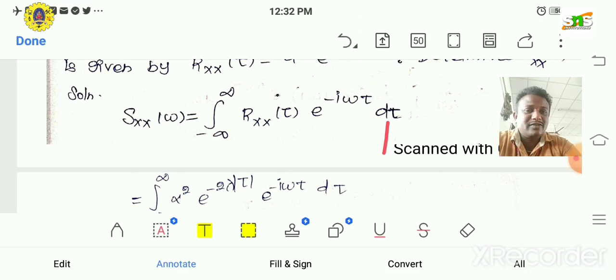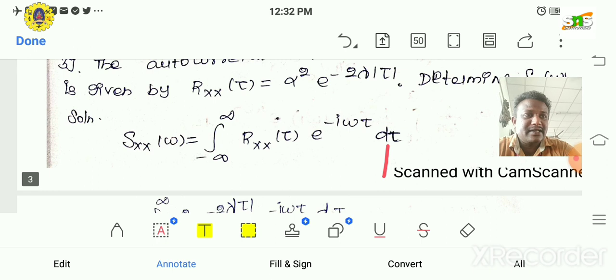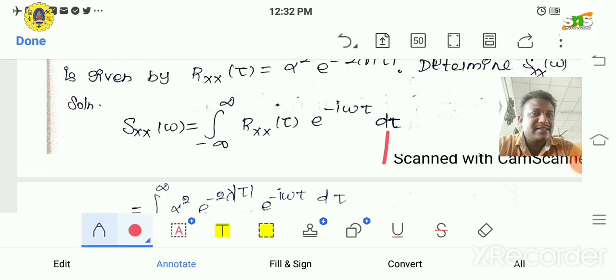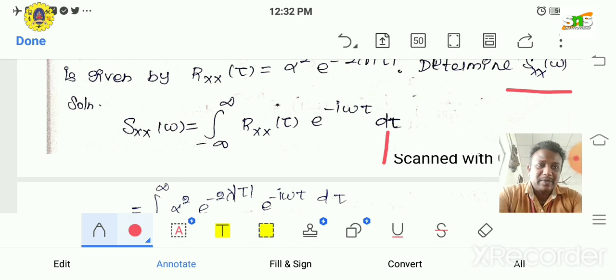So here, what is our question? Our question is we have to find out what is S_XX. What do we mean by S_XX? S_XX is nothing but the power spectral density. So here also we need to calculate the power spectral density for the given autocorrelation.